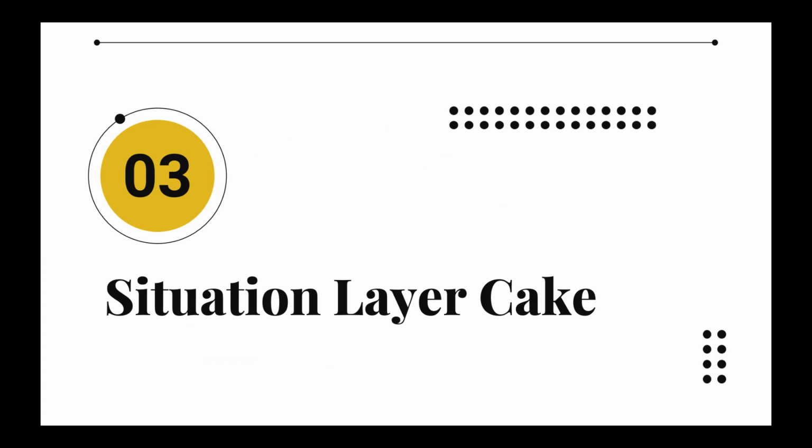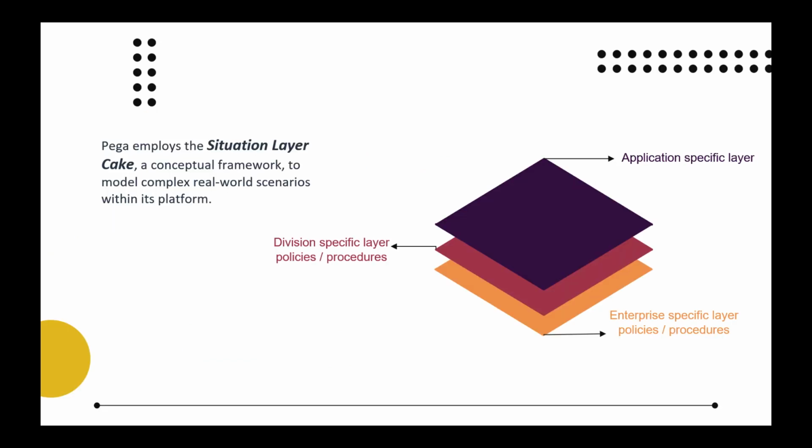Moving to the third principle, situation layer cake. The situation layer cake is a conceptual framework within Pega that helps model complex real-world scenarios. Most application platforms force you to choose between copying your app multiple times or sacrificing differentiation. But Pega is different. It uses a concept called situational layer cake to organize your app into layers that match each dimension of your business.